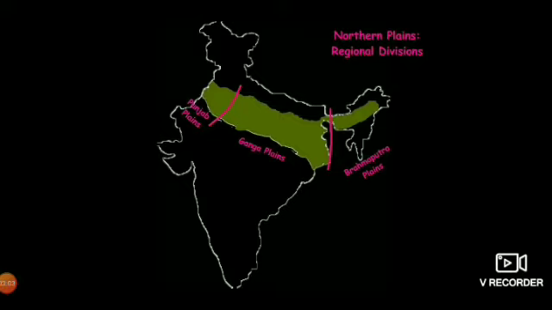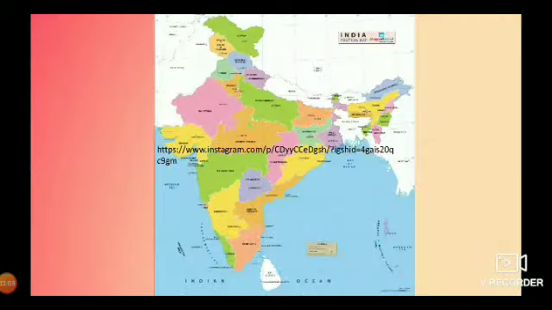Okay, so what are the states it covers? So what are the states it includes? What does the northern plains comprise? Okay, they are Punjab, Haryana, Uttar Pradesh, Bihar, West Bengal and some parts of Assam and Tripura. These are the regions that comprise the northern plains.